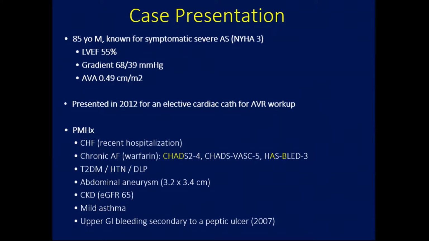He was also known for type 2 diabetes, hypertension, dyslipidemia. There was a mild abdominal aneurysm. His kidney function was quite good, with an eGFR of 65. He had mild asthma, and in 2007, he presented with upper GI bleeding secondary to a peptic ulcer that was clipped.